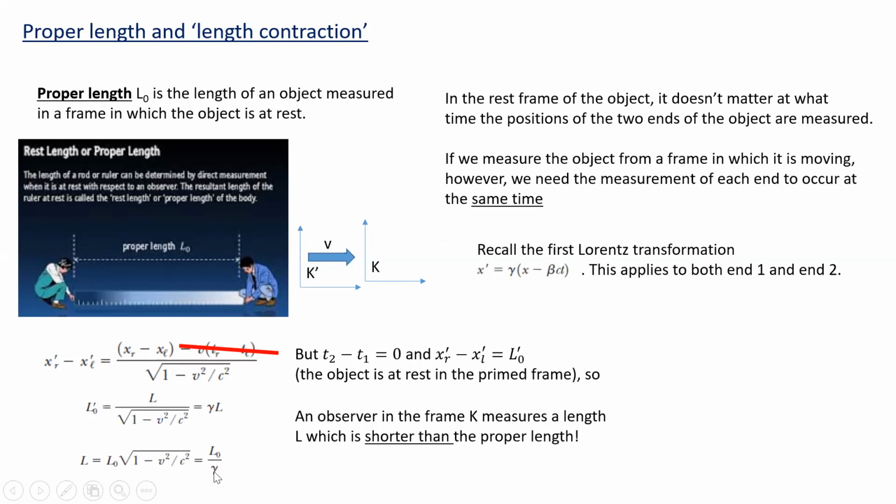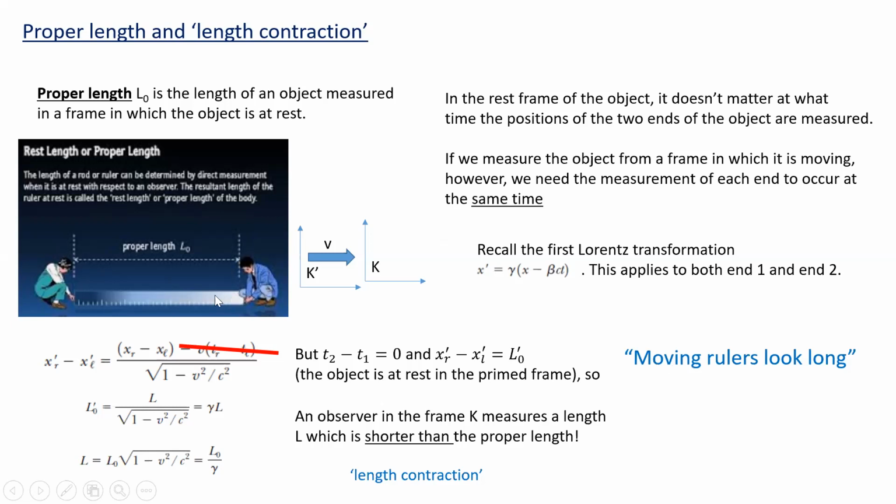So what does that mean? It means that an observer in the frame K, say you, measures a length L, which is shorter than the proper length L naught, shorter by a factor of gamma. Remember, gamma is always greater than 1. And that's known as length contraction, okay? So we can express that by saying that moving rulers look short.